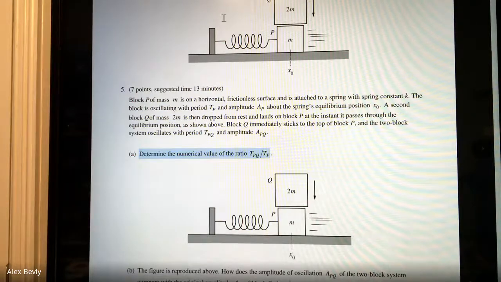So we have a question, we have a spring right here, we have a mass M that looks like it's moving this way, and then it looks like we're dropping a mass 2M on top of that. So block P of mass M is on a horizontal frictionless surface, that's good, and attached to a spring with a spring constant K. The block is oscillating with a period TP and amplitude AP about the spring's equilibrium position x naught. So we're at equilibrium right here.